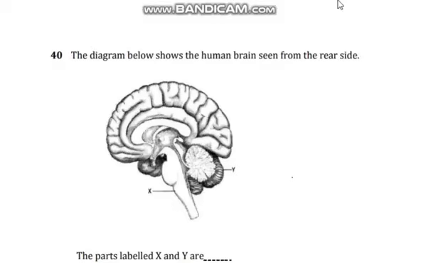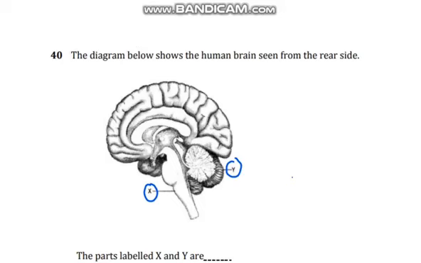In this presentation we are going to answer very simple biology questions that usually come in biology paper 1. We are going to start with this question. The diagram below shows the human brain seen from the rear side. We have the part labeled X and the part labeled Y. The question is, the parts labeled X and Y are called what?